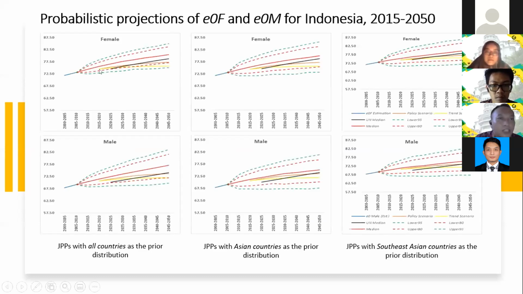This is the result of probabilistic projection of IOF and IOM for Indonesia for the period 2015 until 2050. On the left side is GPPs with all countries as the prior distribution. The center is the GPPs with Asian countries as the prior distribution, and the right side is the GPPs with Southeast Asian countries as the prior distribution.